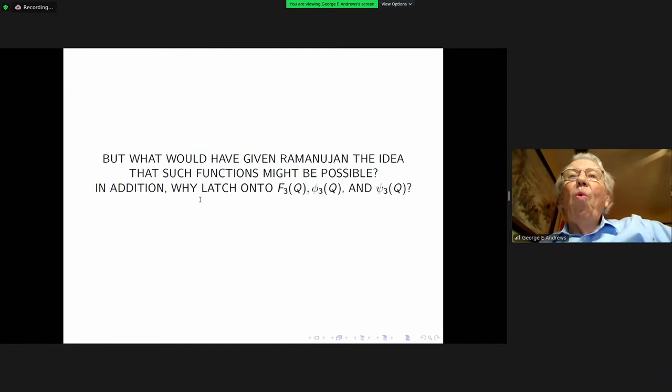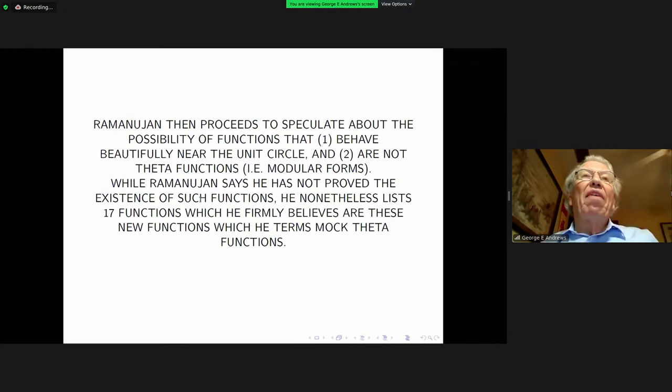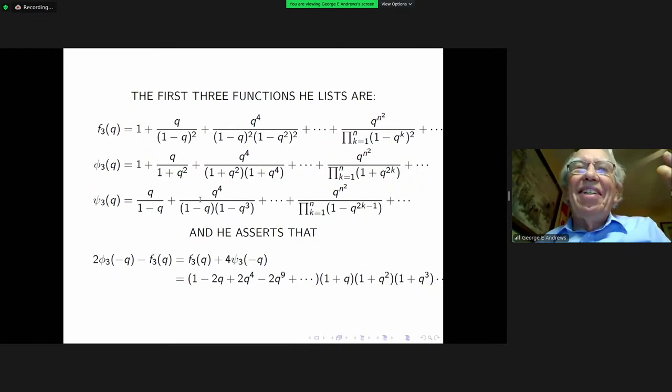In addition, why latch on to these three? I mean, of course, if you look at the three of them, they look very much like A and B. And so you say, well, okay, fine. But the behavior of these functions is very rare. Ramanujan gives an example of one that looks like all of these, where the behavior near the unit circle is not nice at all. And it would be a true statement that if you write down such a series randomly, the probability is close to 100% that you're going to have some function that is not either, in Ramanujan's notation, a classical theta function, or a mock theta function.